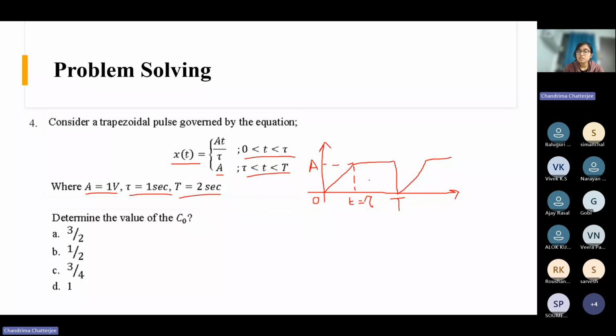C naught is nothing but the average value of any signal. In Fourier analysis, you have C naught and then you have Cn. C naught is the average value. And how can we find the average value? By performing this mathematical operation, I think you already know how to do it. There will be the integral of x(t) dt. This is the mathematical formula, and by this, you can find out what C naught is.